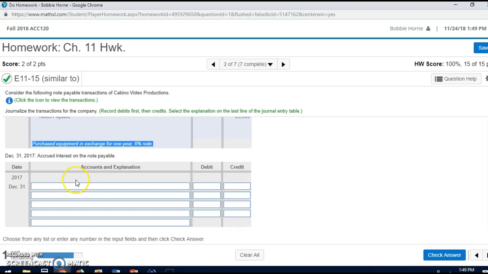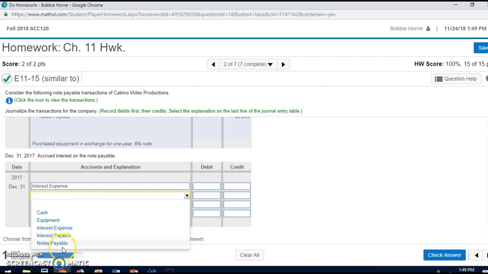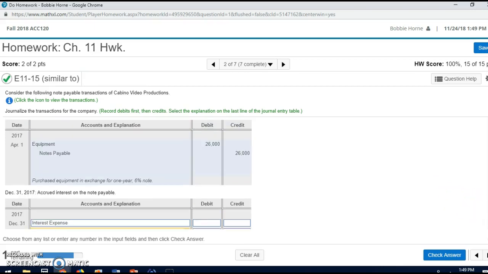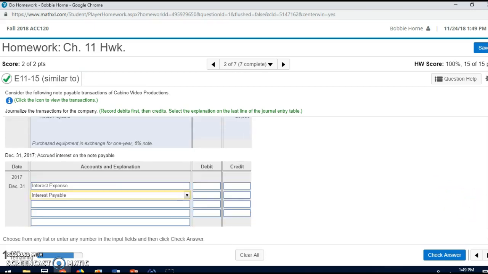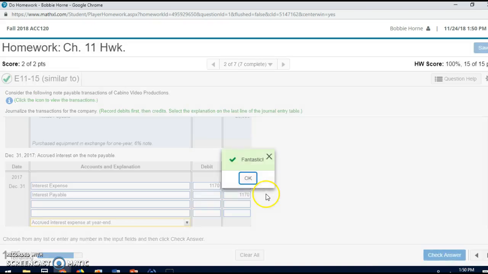So in December we have to accrue interest, so we're going to debit interest expense and credit interest payable, and if it started in April, it's going to be for 9 out of 12 months. So do 9 divided by 12, which is 0.75, times 0.06 times 26,000, and that would be $1,170. And this is to accrue interest expense.